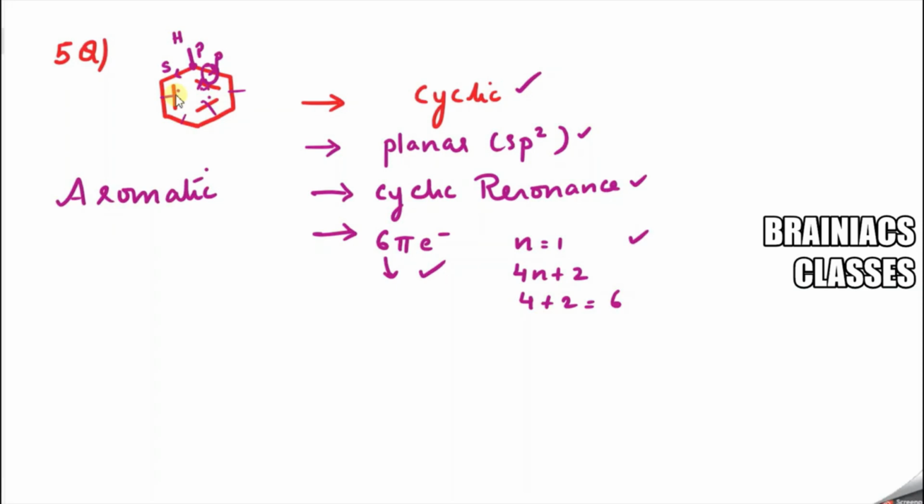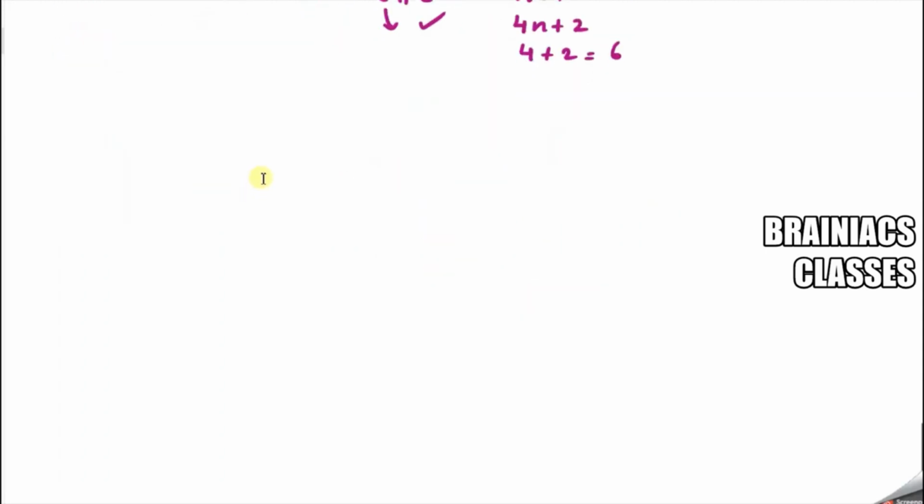Now we will go to the next question. Question number 6. Okay. So coming to the question number 6, let me draw the question. Now tell me whether this compound is aromatic or not. Check whether the given question is aromatic or not.